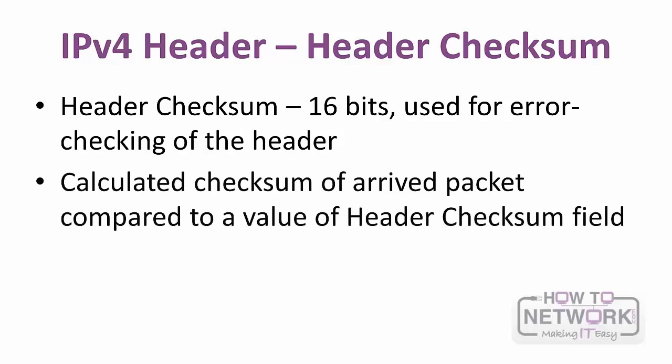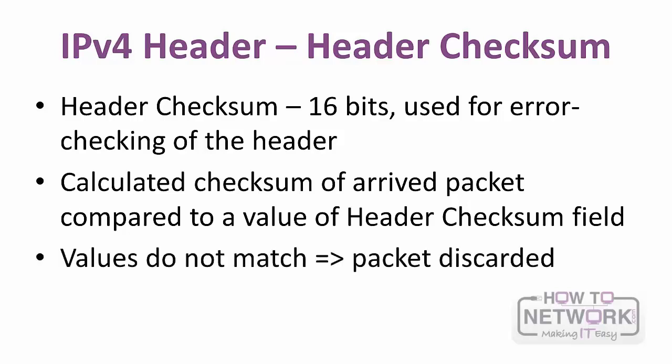When a packet arrives at a router, the router calculates the header's checksum and compares it to the checksum field. If the values do not match, the router discards the packet. Errors in the data field must be handled by the encapsulated protocol. Both UDP and TCP have checksum fields.